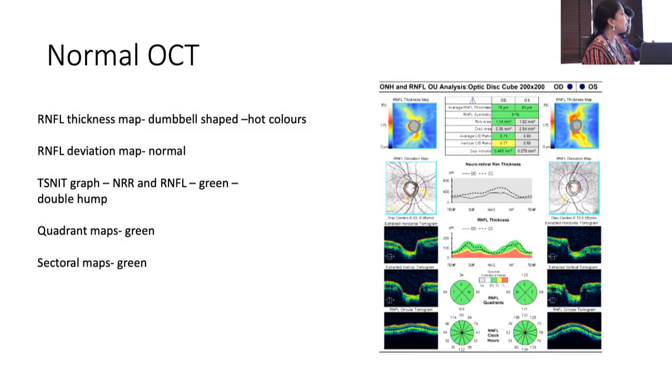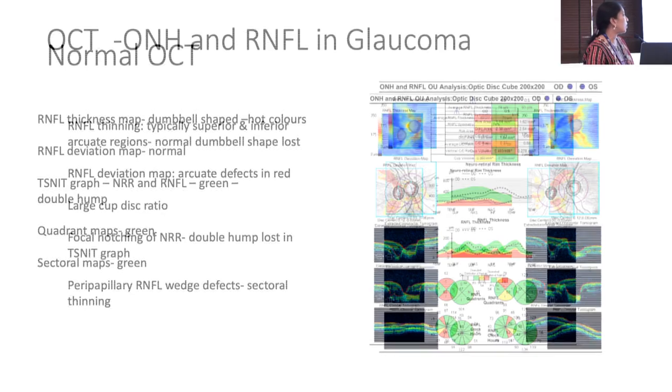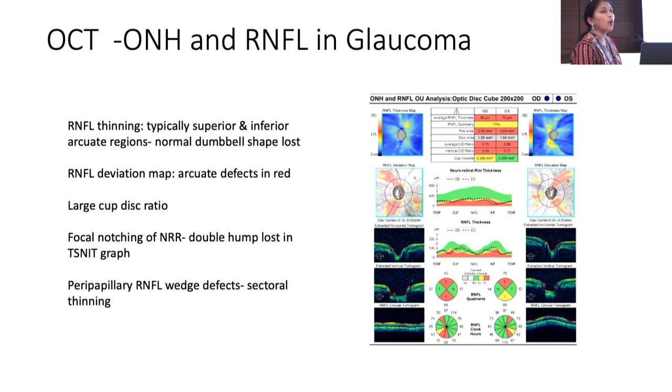Normally it has a double hump pattern. You can see one hump for the superior RNFL and one hump for the inferior RNFL. This is the double hump pattern. Then you have the quadrant map and the sectoral map corresponding to each quadrant and the sectors. This is for a normal OCT. This is for a glaucomatous OCT.